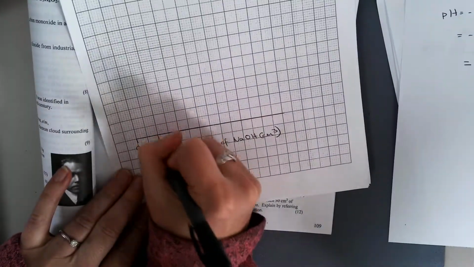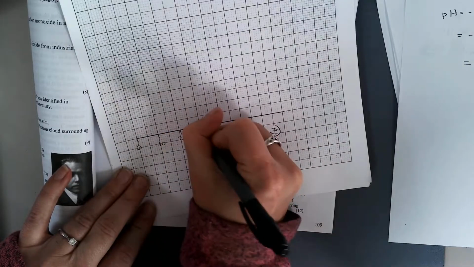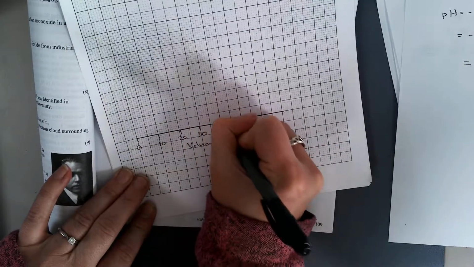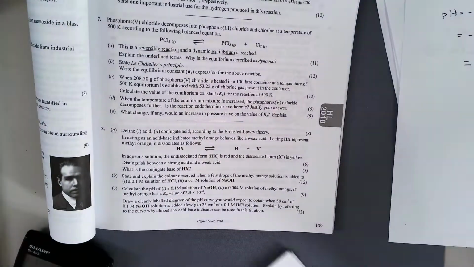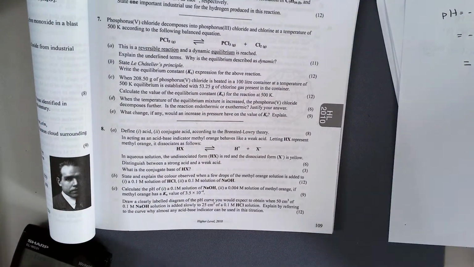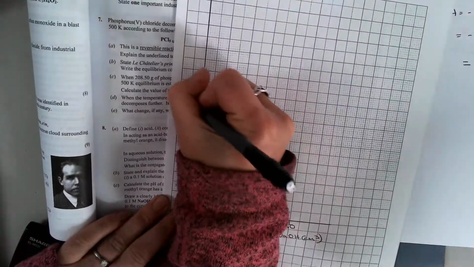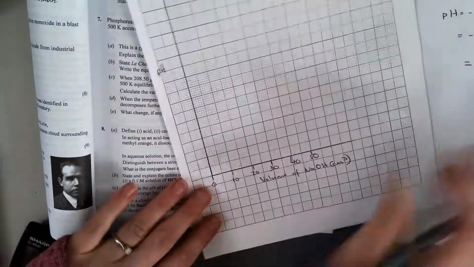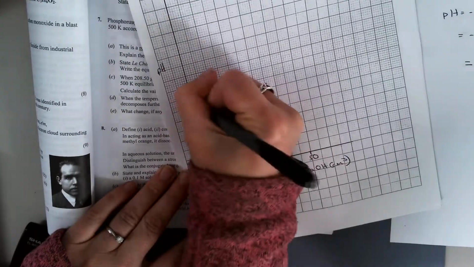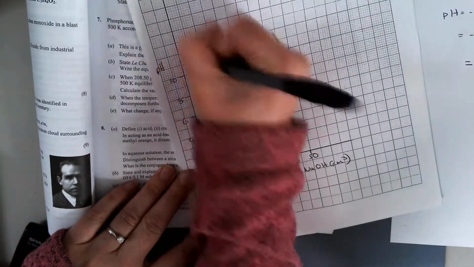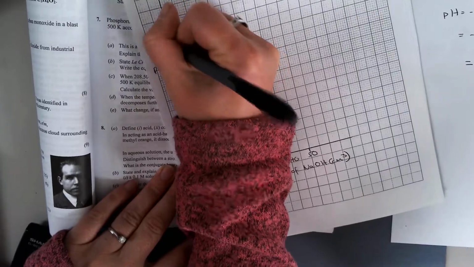So 0, 10, 20, 30, 40 and 50. And as I add in that, my pH is going to increase. So on my y-axis, I'm going to have my pH. So always when you're drawing these curves, it's volume of your NaOH, if that's what you're adding, and then your pH on your y-axis.